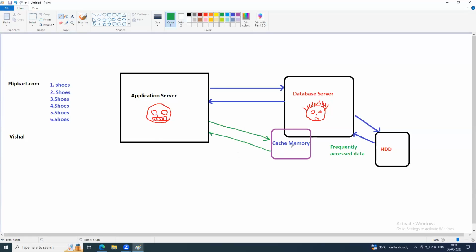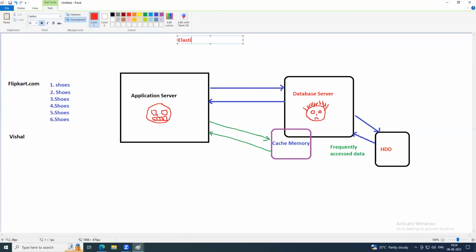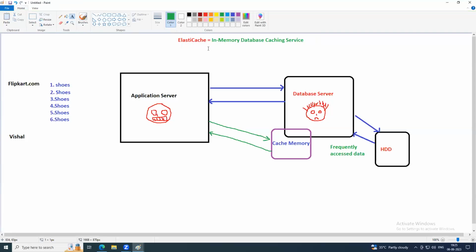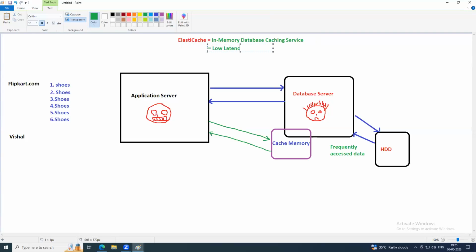Yes, you will get a super fast response. So there is a service which will help to cache your database, called Elastic Cache. We call it an in-memory database caching service. Can we achieve low latency with this? Can you achieve high performance? Yes.